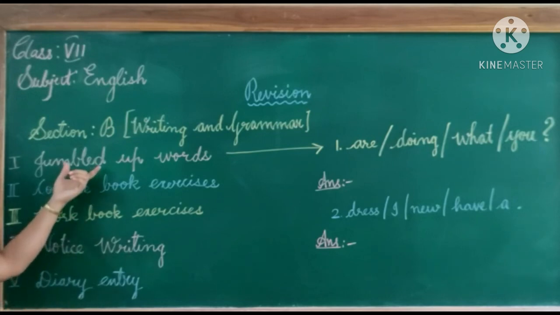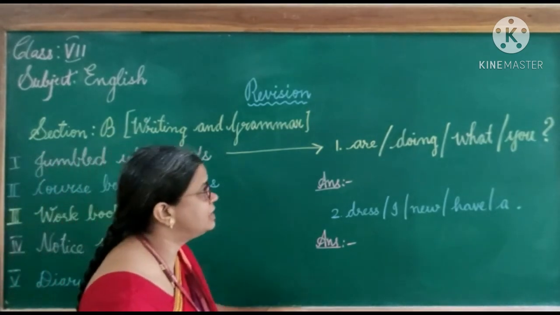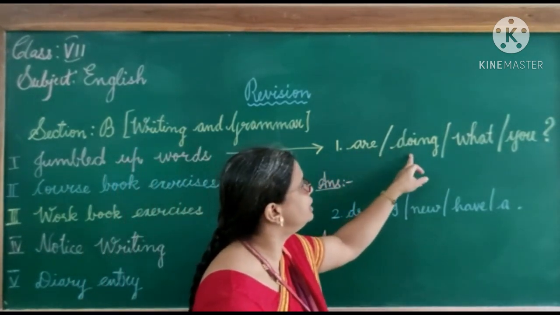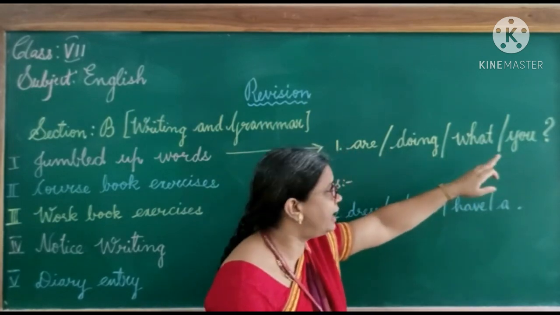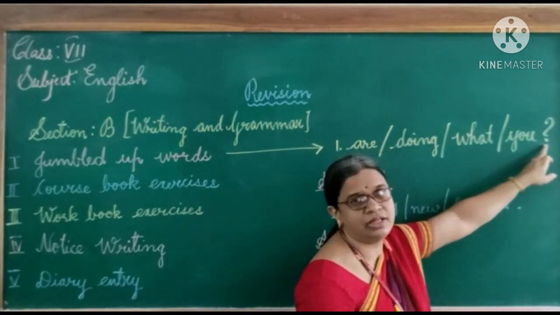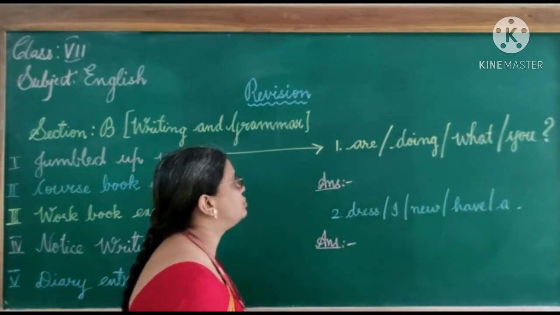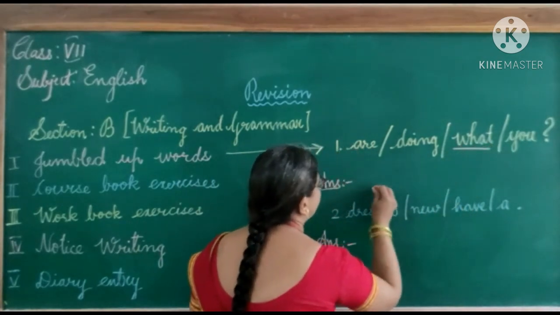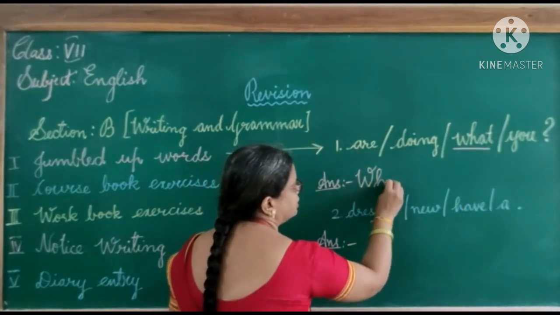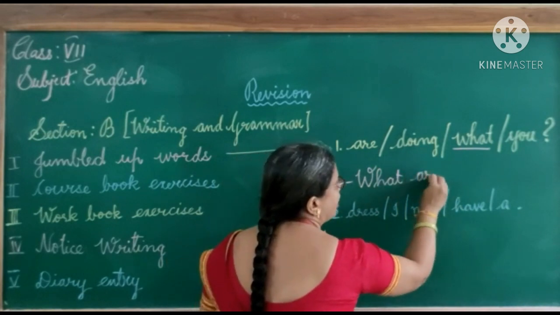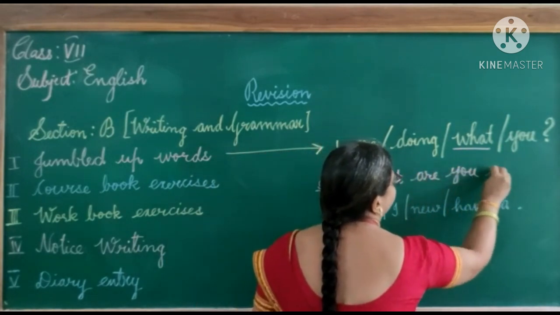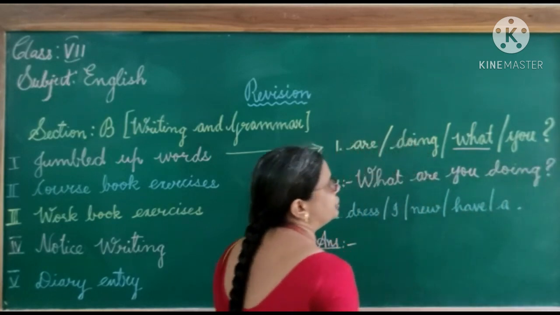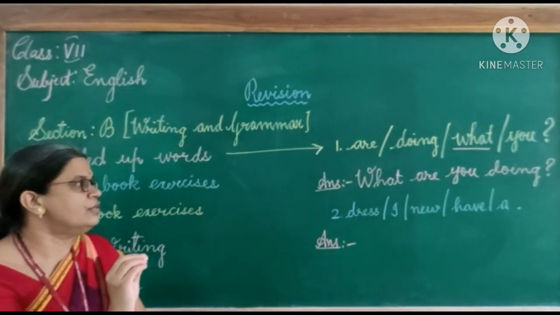First we will see the jumbled up words or sentences. You can see here, first one: what, doing, are, doing, what, you. At the end, a punctuation mark is also there. What is it? Question mark. So, what we have to write here, the answer is a question word. So, which is the question word here? What. So, start with what. What are you doing? The punctuation mark is a question mark. So, we have to put the question mark there. We have to unscramble the words.